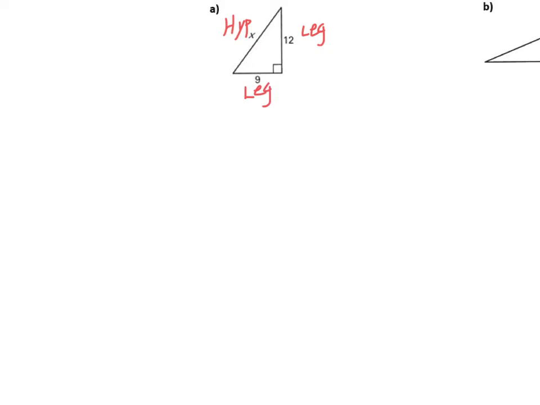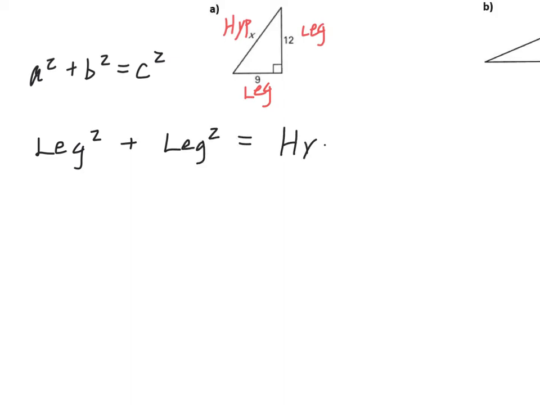So just to recall, our formula is a squared plus b squared equals c squared. And as I wrote it out earlier, it's essentially the leg squared plus leg squared equals hypotenuse squared. So let's go through and actually replace these. Instead of leg and leg, I'm going to fill in 9 and 12. And instead of hypotenuse, I'm going to fill in x. That's what I'm trying to solve for.